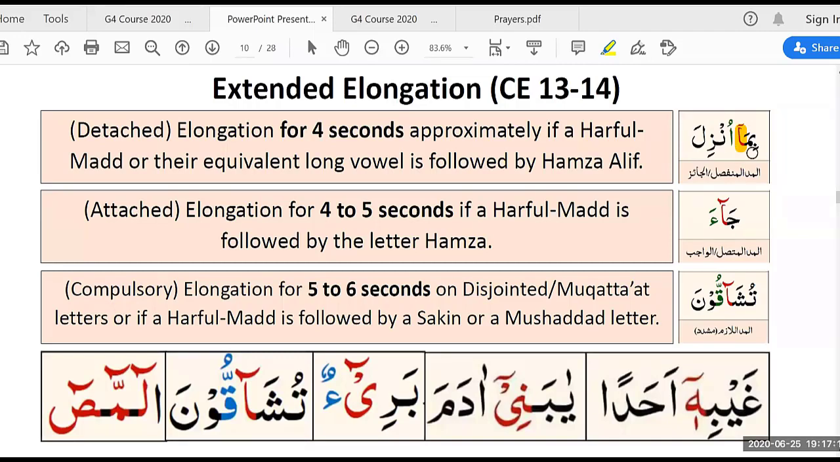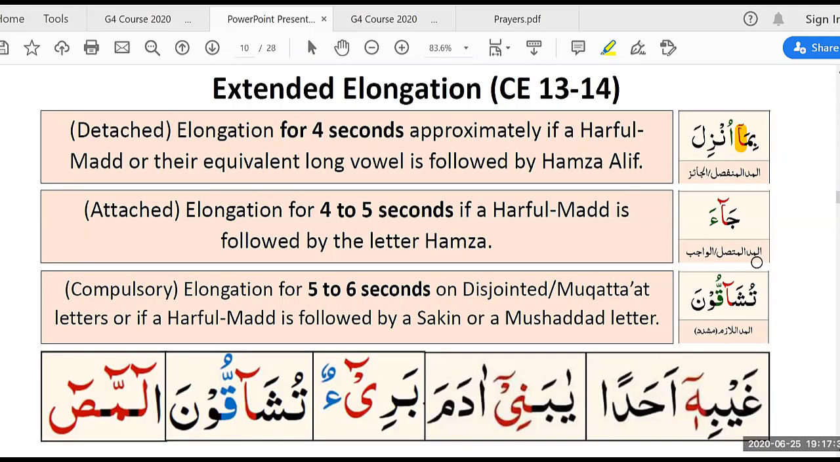So the first letter ends with a harful mad or their equivalent long vowel, and it is followed by Hamza Alif. We can see in this example, we have Alif with a Dhamma. Hamza Alif is just Alif with a hamza stroke. In this case, we are going to elongate or prolong for 4 seconds approximately.